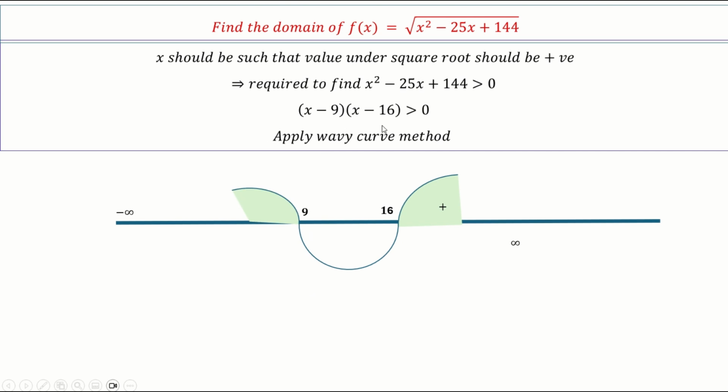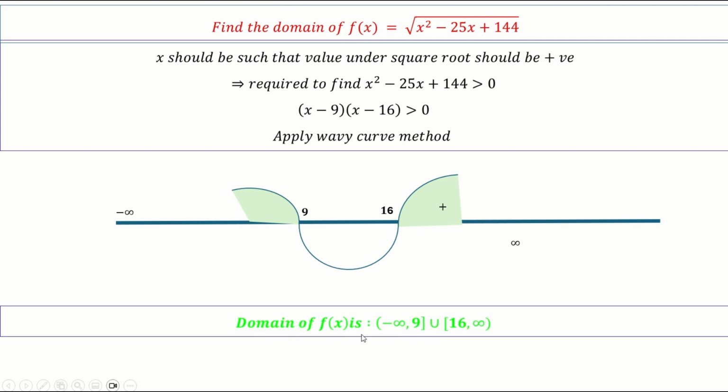Now we are looking at a greater than or equal to condition, right? So the above ones are positive. This is the range of the domain of this expression. Which means the domain of f of x is minus infinity to 9, inclusive, because it's greater than or equal to, as I said, and 16 to positive infinity. This is my domain. So you now know how to apply it. You can apply the wavy curve method even for the domain, not only for the range. Next.